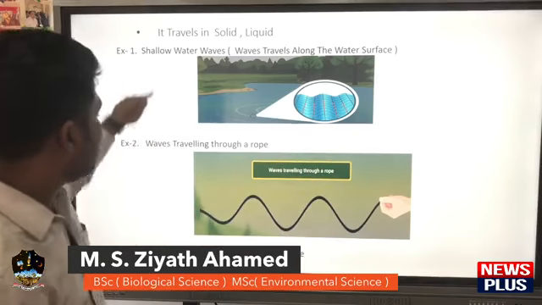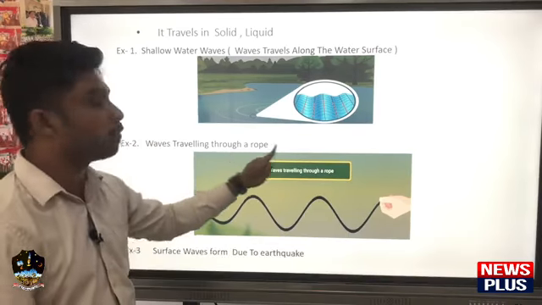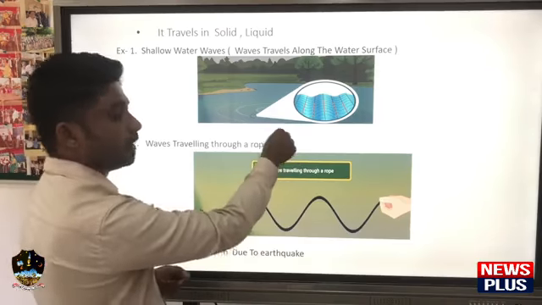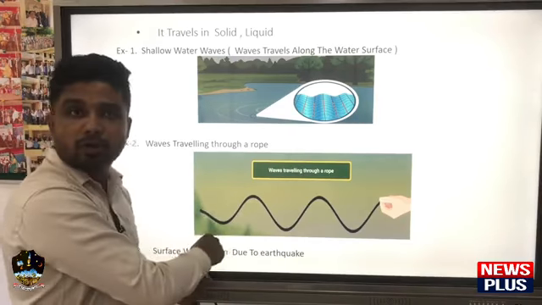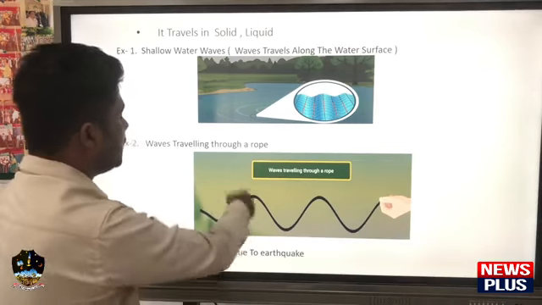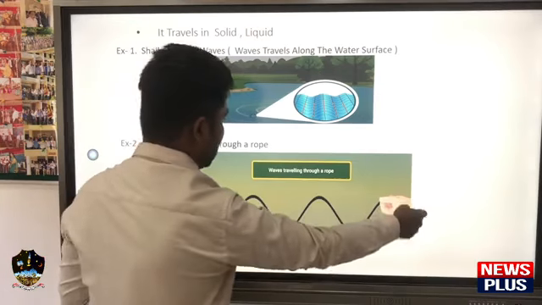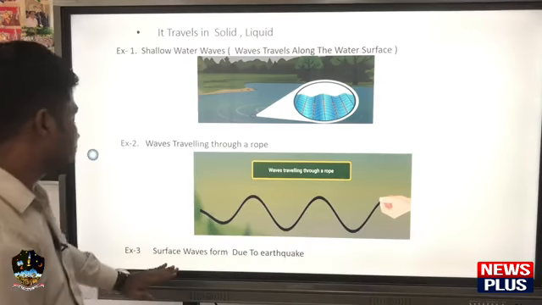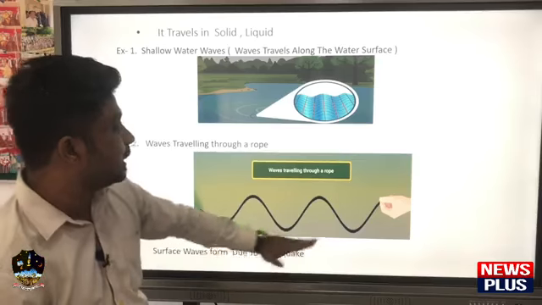And a second example, a wave traveling through a rope. When you vibrate a small rope, what happens? These waves are forming. Another example, surface waves form due to an earthquake.